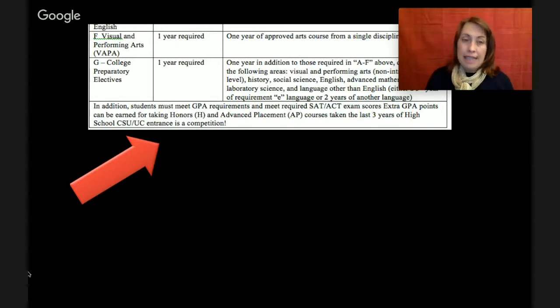Also, remember that CSU and UC entrance is a competition. So remember that you need to make yourself competitive. You need to be prepared to compete against others. And the colleges are not just looking at your grades, not just looking at your scores. They're looking to see what activities have you been involved in? Do you volunteer somewhere? Do you have a job after school? Do you participate in sports? All of those things look really good to the colleges. So you want to make sure you're doing more than just studying.